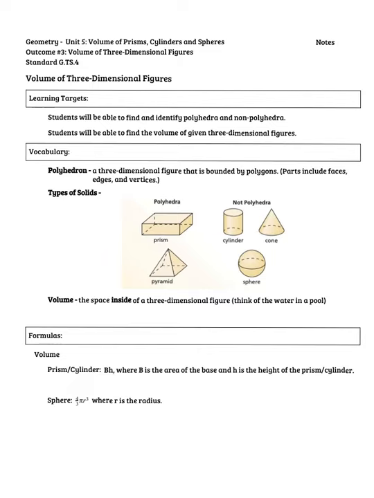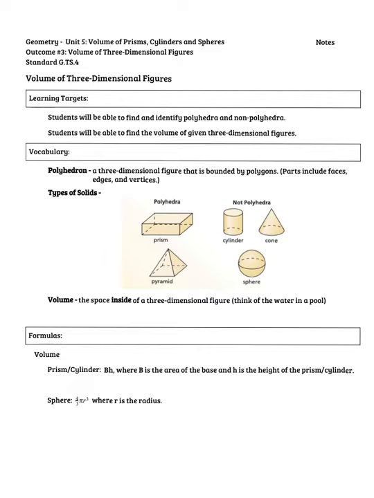So this outcome, the standard, is volume of three-dimensional figures. All right, so that is standard GTS4. That's more for me than for you, but that's just the Indiana State standard that we are covering today. We are looking at, like I said, prisms, cylinders, and spheres.